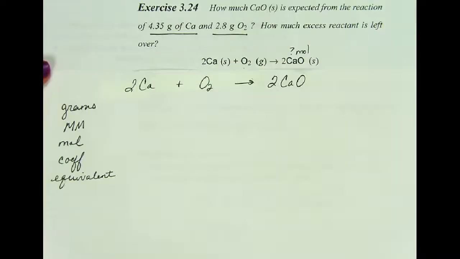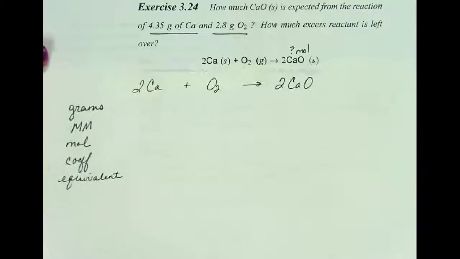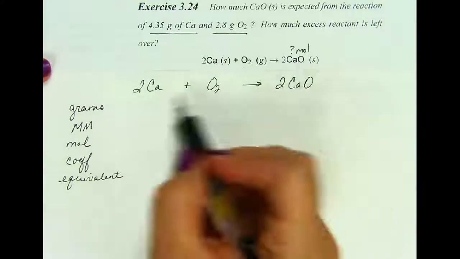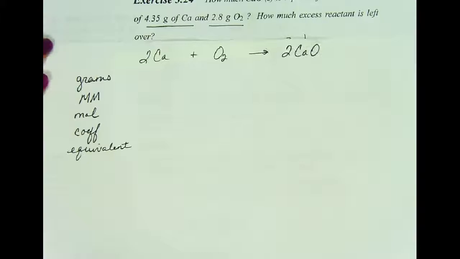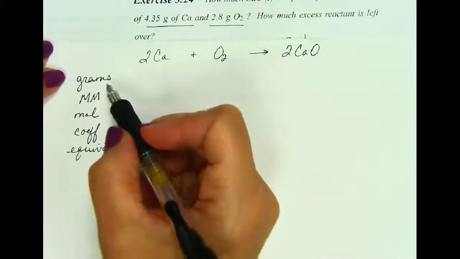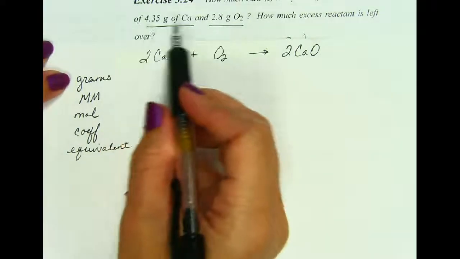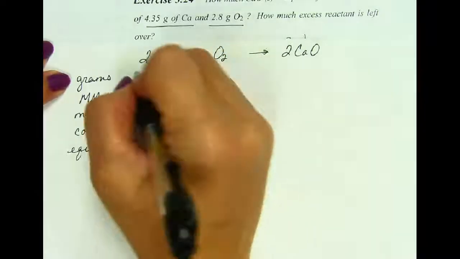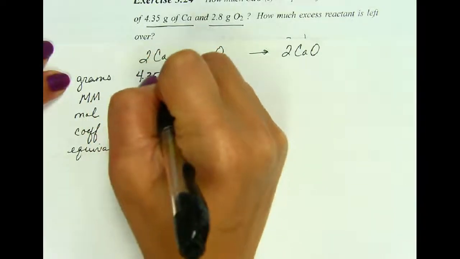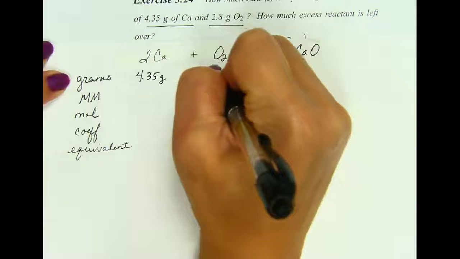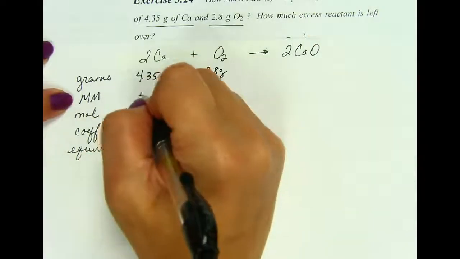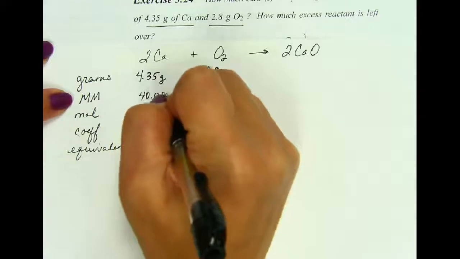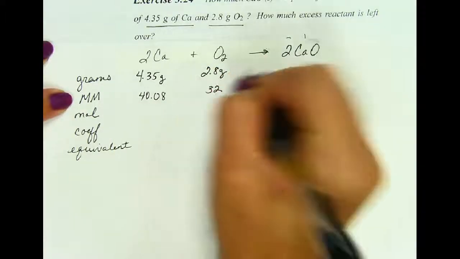All right, so this is going to be method 2, which is kind of a box method. And notice that I rewrote the equation here, so I'm going to cover that up. And what I've written on the side here are several variables. Grams, which is the amount that we were given. So in this case, we were given 4.35 grams of calcium, and we're given 2.8 grams of oxygen. The molar mass of calcium is 40.08, and of oxygen it's 32.